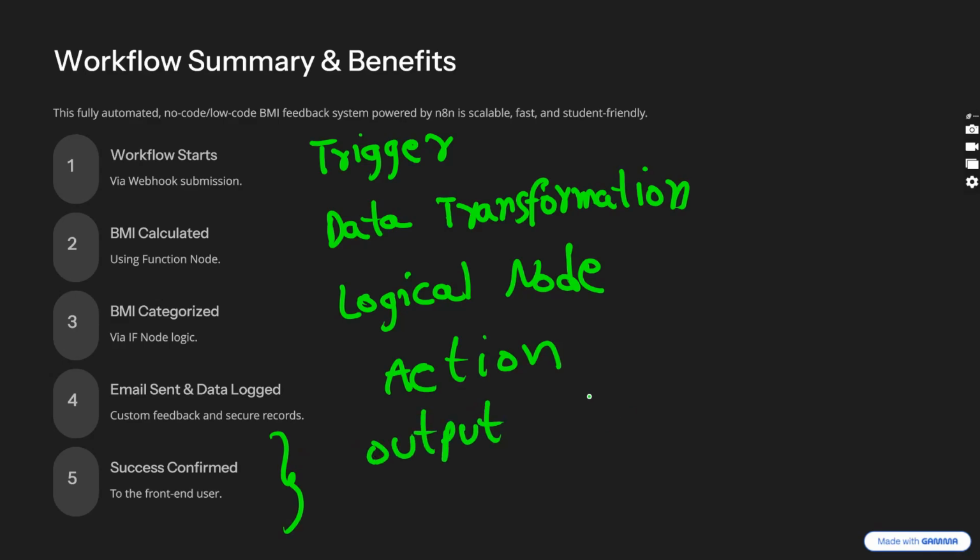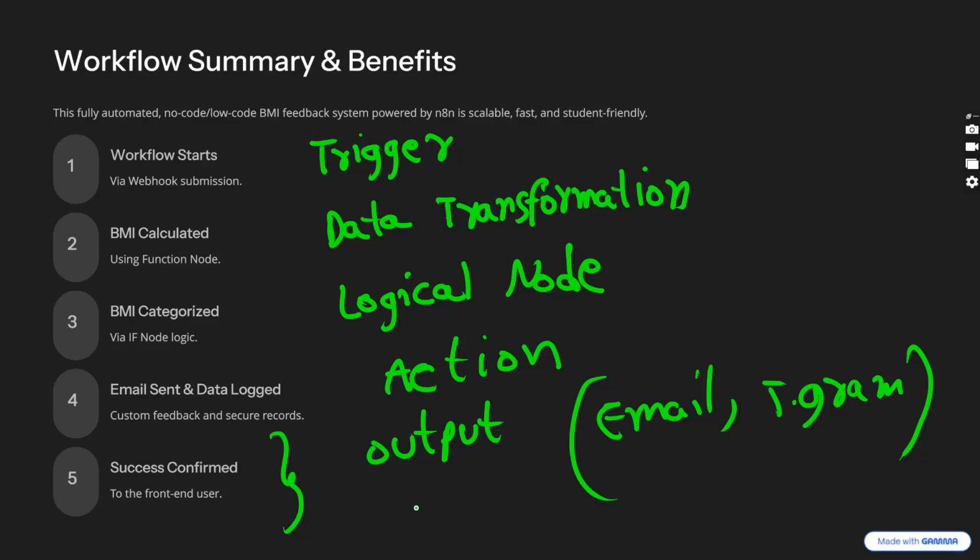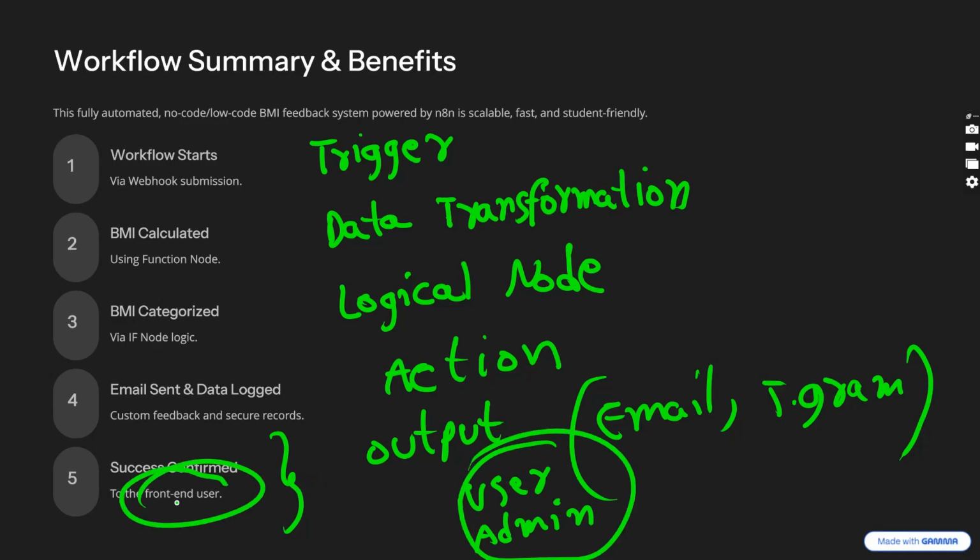These output nodes can use either email or Telegram. All these can be used as output nodes to tell the user that your task has been performed successfully. That can be told to either the user or the admin, using the success confirmation message. Typically, this will be for the front end user. So this is all about the workflow summary using the different kinds of nodes.